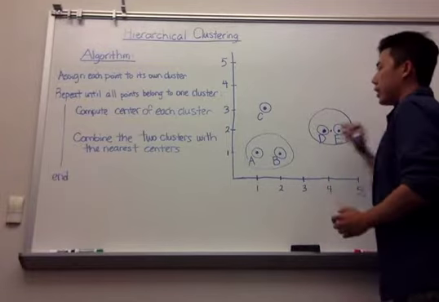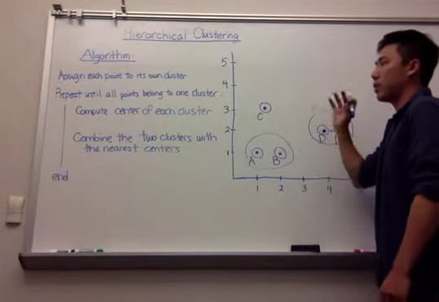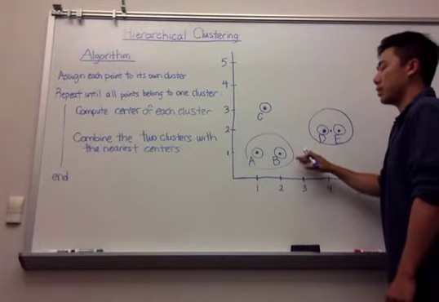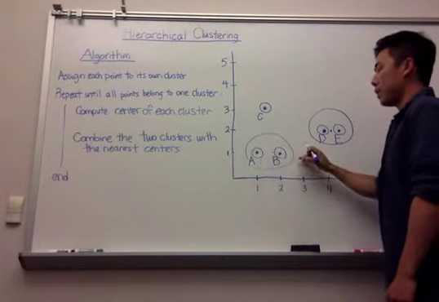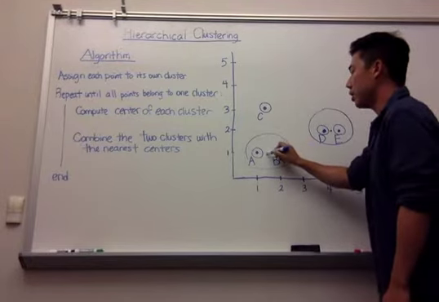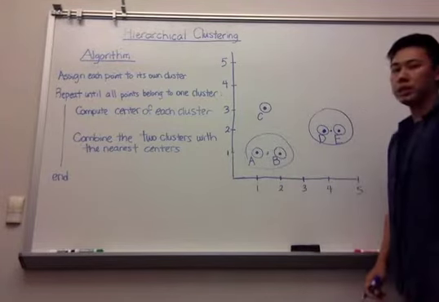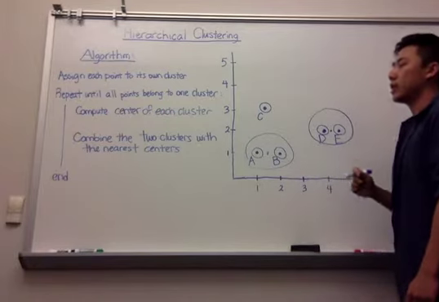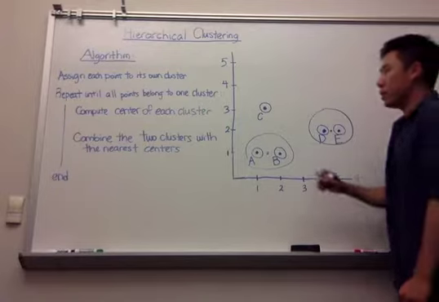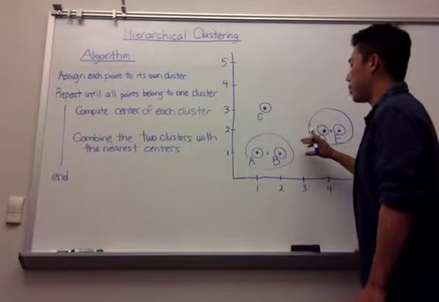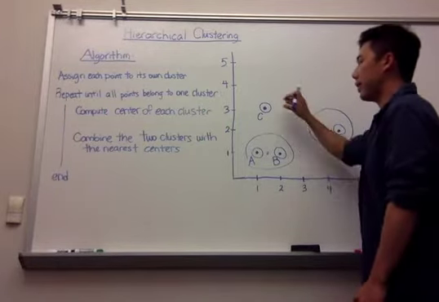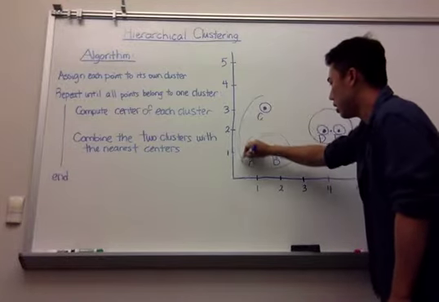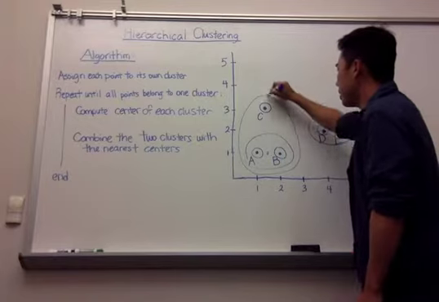Now we only have 3 clusters to work with, and we want to compute the center of each cluster. Since these are both calculated already, we need to calculate this one. Between A and B, the center would be here, which is at 1.5 and 1. So now we completed all the centers, and we have to combine the 2 clusters with the nearest centers, which in this case will be between the cluster that contains A and B and the cluster that contains C. So we want to draw a cluster around here to combine the 3.